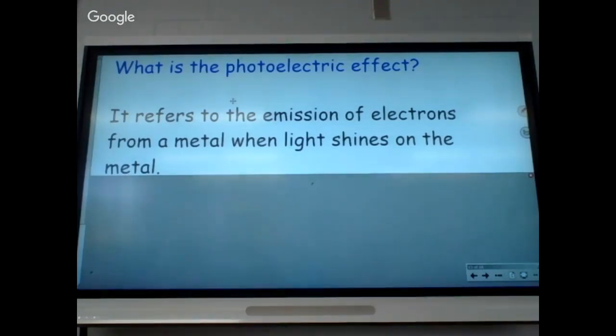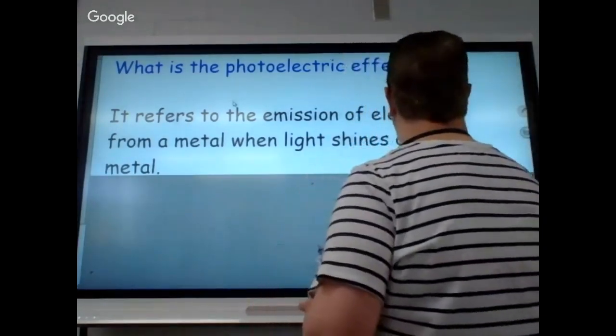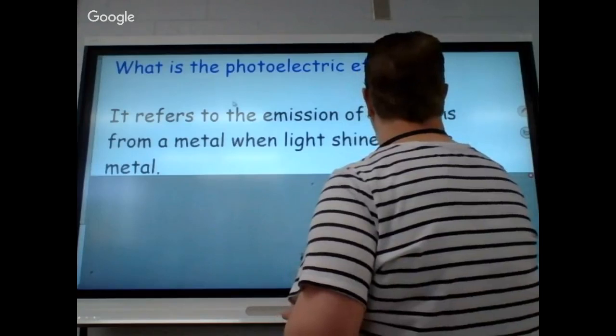Now, what is the photoelectric effect? The photoelectric effect refers to the emission of electrons from a metal when light shines on it. So what we're talking about is having, let's say, just so you can relate, a piece of aluminum foil.